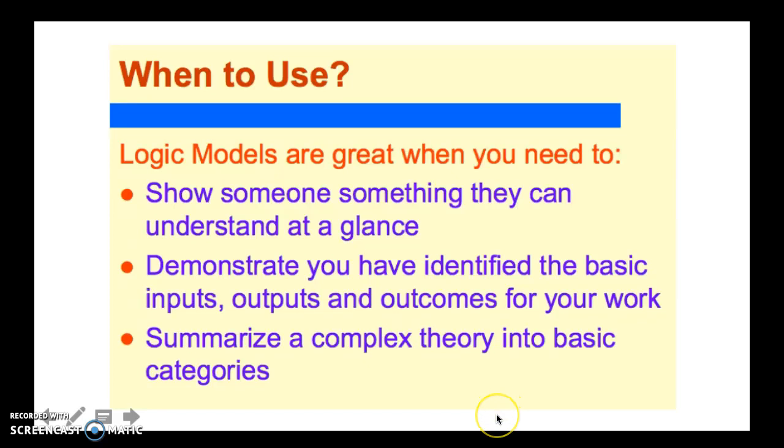So logic models are really great when you just want to show someone something they can understand at a glance. As in my example before, a resume versus a CV, right? The resume is the logic model. The CV is the theory of change model. It can demonstrate you've identified basic inputs, outputs, outcomes, and summarizes complex stuff into basic categories.